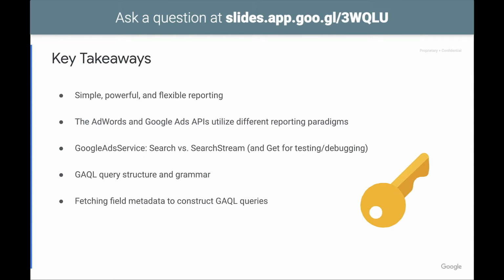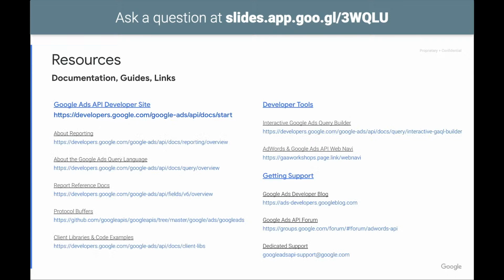Next, we talked about the Google Ad Service, the different methods that you can use to search, and we also talked about GET, which can be used for testing and debugging. We covered GAQL, query structure, and grammar, and then we looked at different ways to fetch field metadata in order to actually construct our GAQL queries. Now, finally, I'll leave you with some resources.